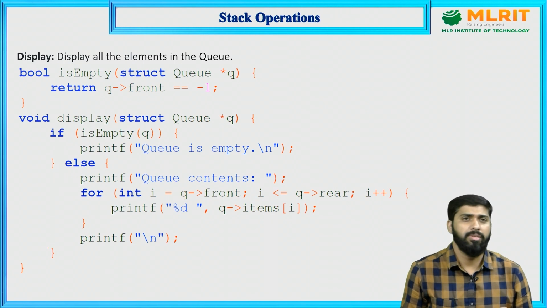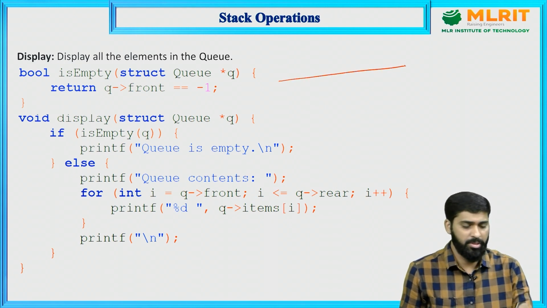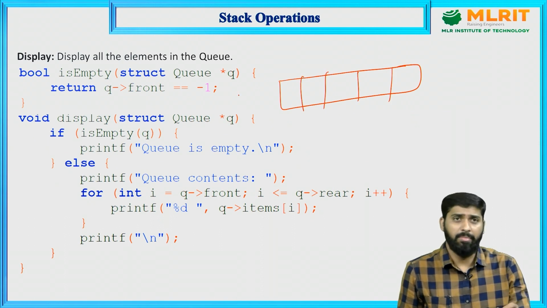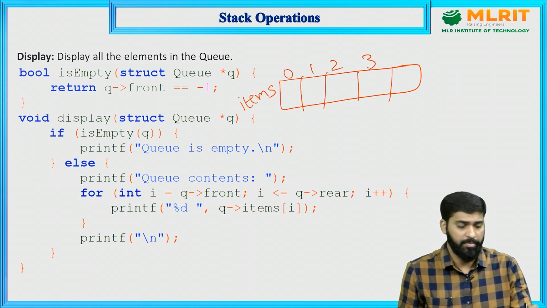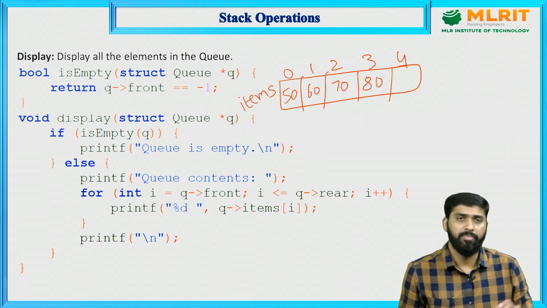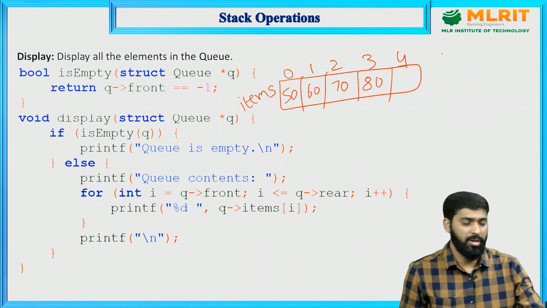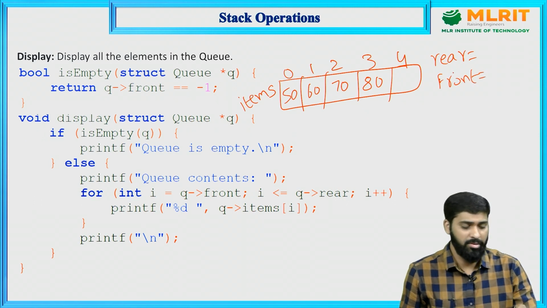So the last operation is display. Let us assume this is the array. The array name is items. These are the indexes, and let us assume these are the elements stored in the Q. Now pause the video and write what the rear value is and what the front is. What is the rear value now? 3. What is the front value? 0. So this is the front, this is the rear.